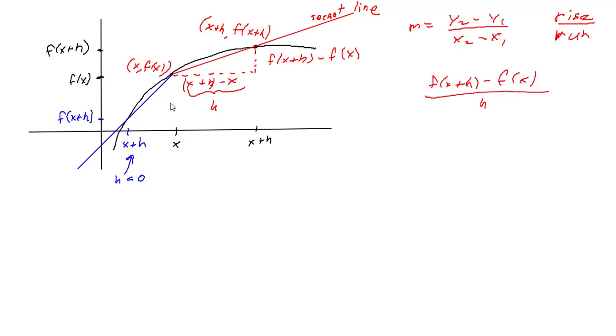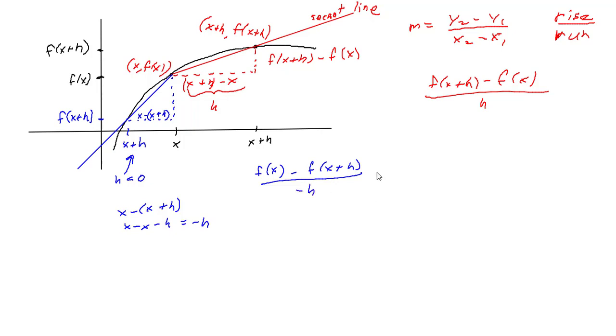And we could still see that the change in y over change in x, or the rise over the run, you could think of this as f of x minus f of x plus h, all over x minus x plus h, or x minus x plus h would be the same as x minus x minus h, or just negative h.